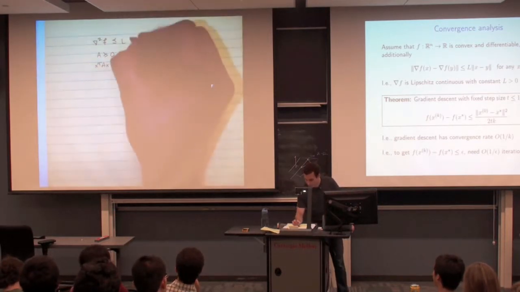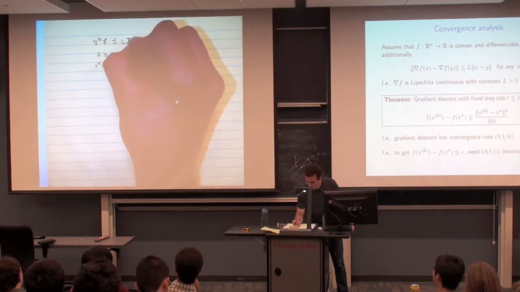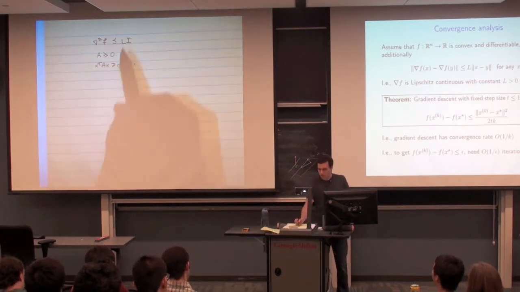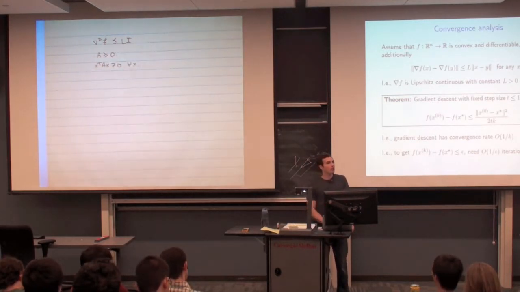I'm sorry. Right, so this has to be a matrix if I want this to make sense. So if I multiply L times the identity, that's really what I want.